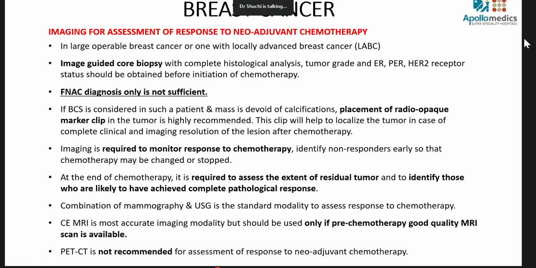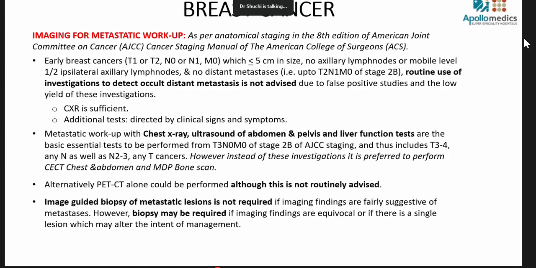At the end of the chemotherapy, it is required to assess the extent of residual tumor and to identify those who are likely to have achieved complete pathological response. A combination of mammography and ultrasound is the standard modality to assess response to chemotherapy. CEMRI is the most accurate imaging modality, but should be used only if a good quality pre-chemotherapy MRI scan is available, because you can compare. So you should have a good pre-chemotherapy MRI and then only can you do it after. PET-CT is not recommended for assessment of response.